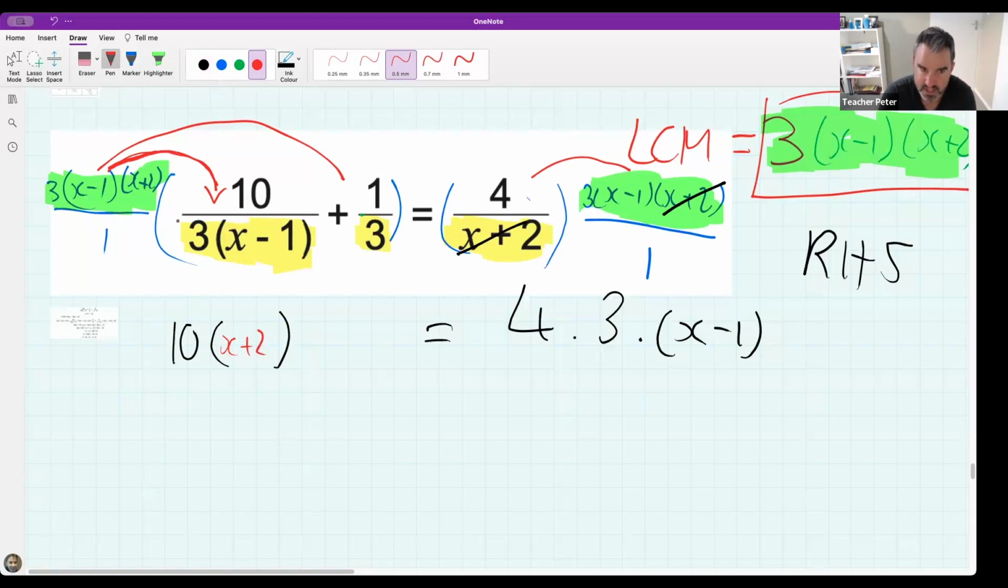So this part is done. But now I need to multiply this bit over here by this thing. So I'm going to go plus. There is going to be 1 there. But I want to know what is going to be left next to the 1. Now, I know there's a 3 on the bottom and there's a 3 here. So I think the 3s are going to cancel. But what's going to be left next to the 1?